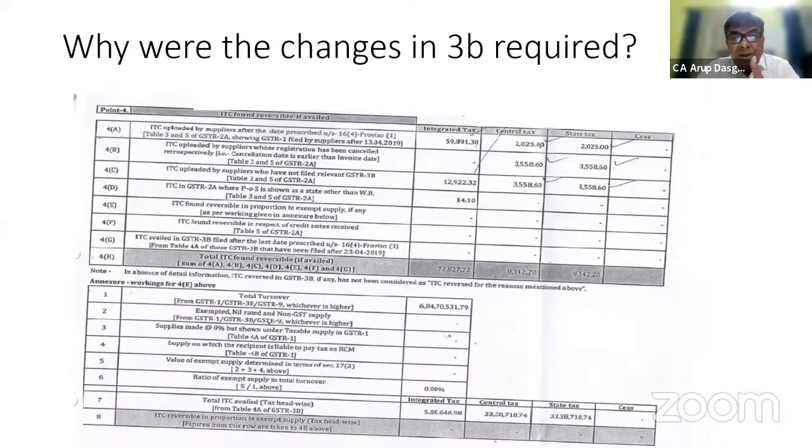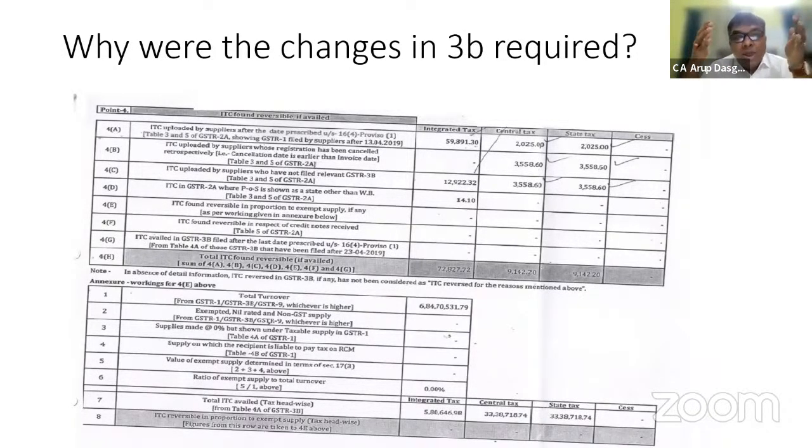But till now, what was happening? I was seeing it in my 2A and they clear, so I just availed the credit. So they are saying that where the invoice is from a different place of supply for intrastate supplies, you cannot get the credit. That credit will not come in your 2B.